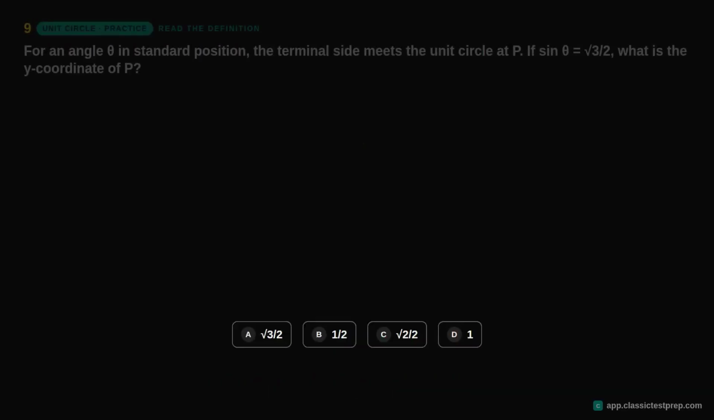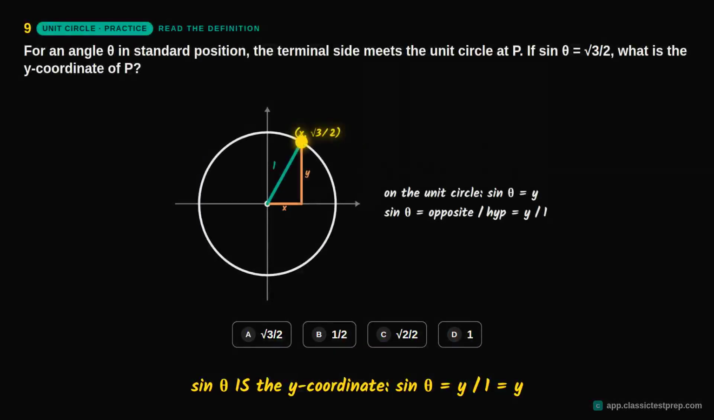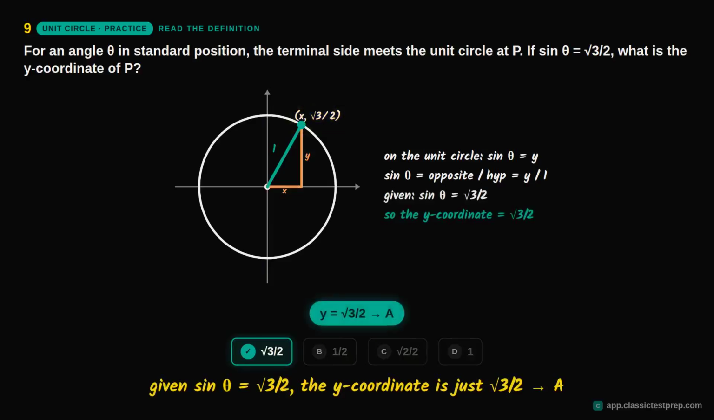So after all of that, let's do a practice problem. For an angle theta in the standard position, the terminal side intersects the unit circle at point P. If sine of theta equals the square root of 3 over 2, what is the y-coordinate of P? Now that's a lot of jargon, but remember sine of theta already corresponds to the y value. So the correct answer here is just the square root of 3 over 2. This has been the entire point of this exercise.